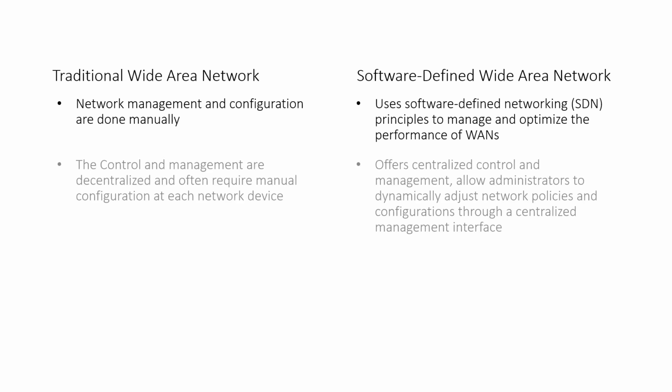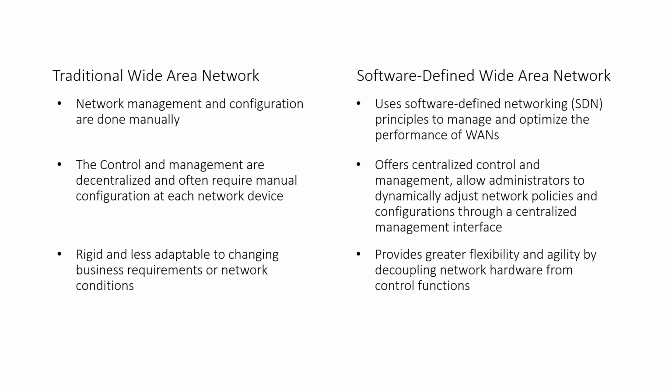performance of WANs. In traditional WAN, the control and management are decentralized and often require manual configuration at each network device. While in SD-WAN, it offers centralized control and management, allowing administrators to dynamically adjust network policy and configuration through a centralized management interface. In traditional WAN, it's rigid and less adaptable to changing business requirements or network conditions.